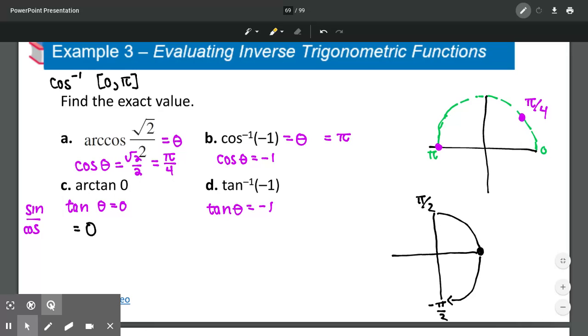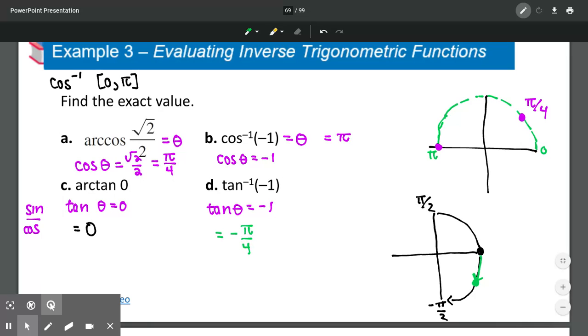Tangent is negative 1 when sine and cosine, when you're dividing those, are the same. Sine and cosine are the same at the pi over 4s, but it needs to be negative. So we're here, and we have to go in this direction, right? We have to stay on that track. So we would be at negative pi over 4.